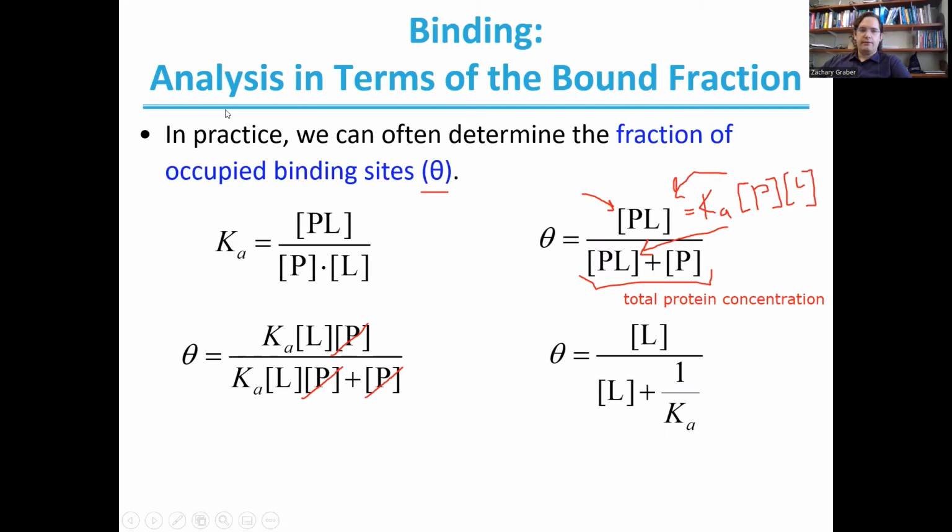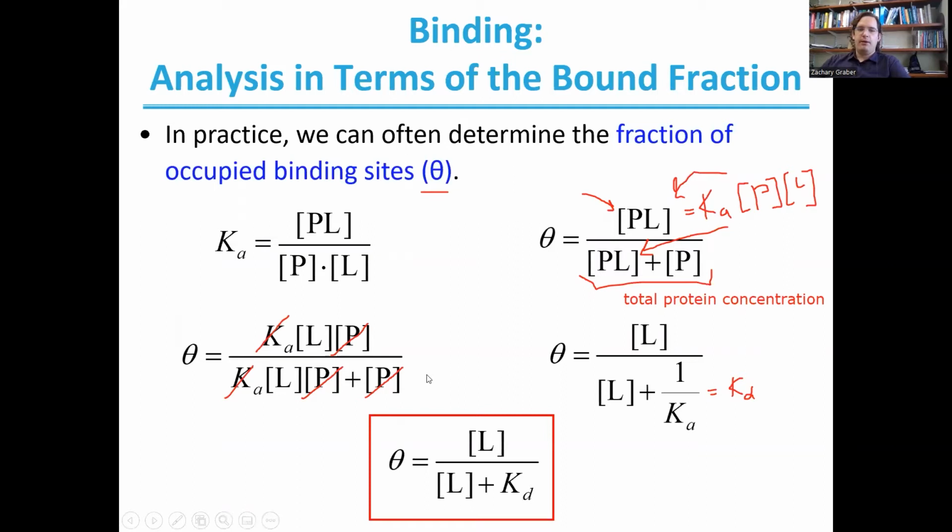So I cancel out the Ka on the top to leave just the ligand concentration. I cancel it on the left, and that leaves 1 over Ka on the bottom right. 1 over Ka, of course, is also equal to our Kd. The Kd and the Ka are the inverse of each other. And so I can express my fraction of bound protein sites as the ligand concentration divided by the ligand concentration plus this Kd, the equilibrium constant of the dissociation of my ligand from the protein.